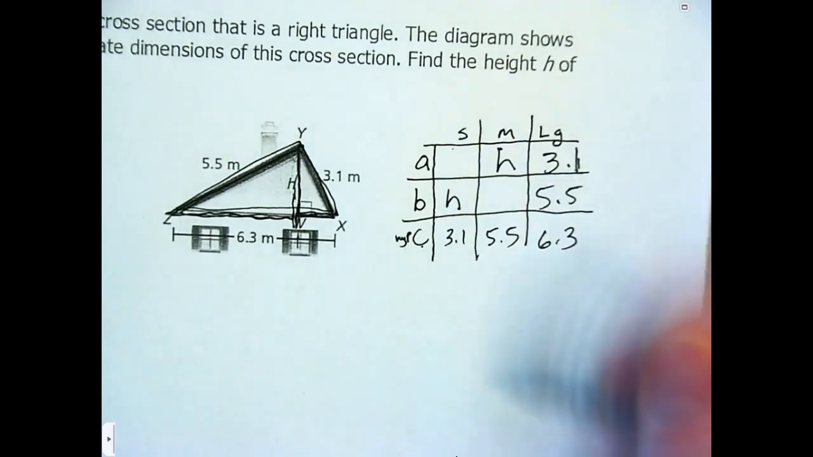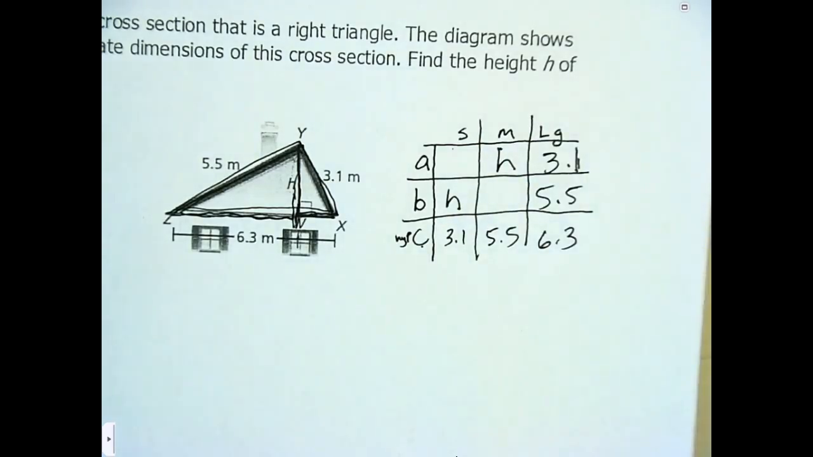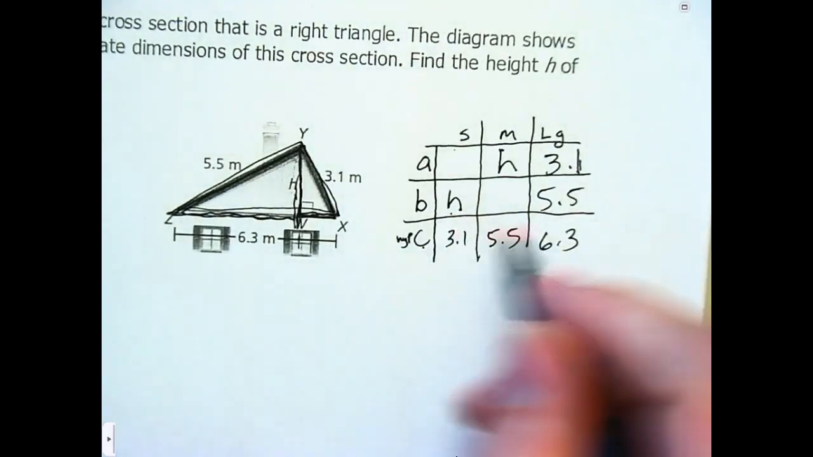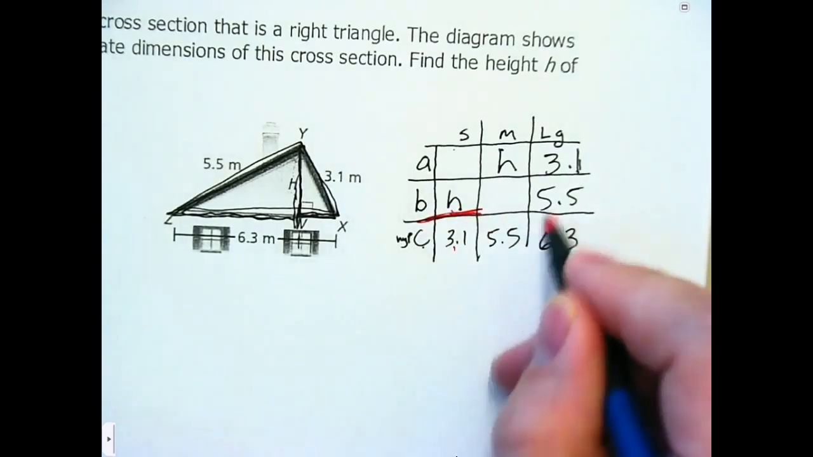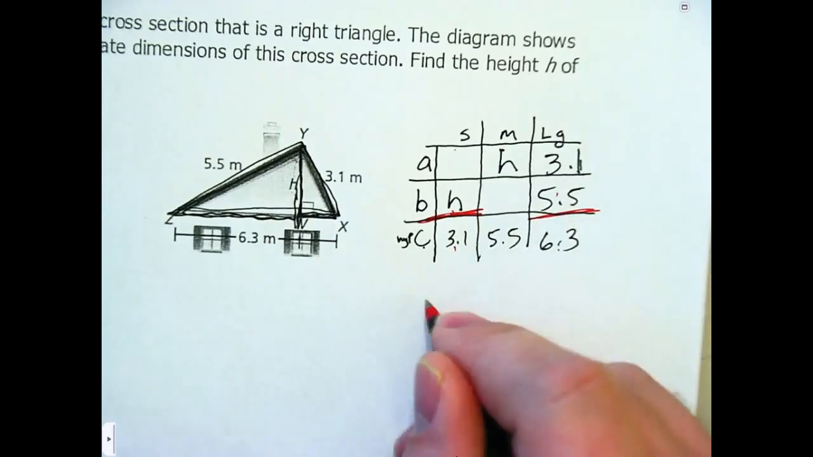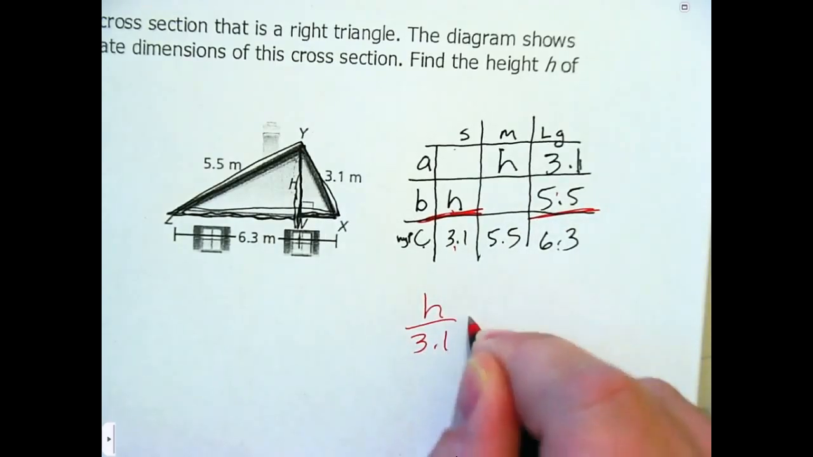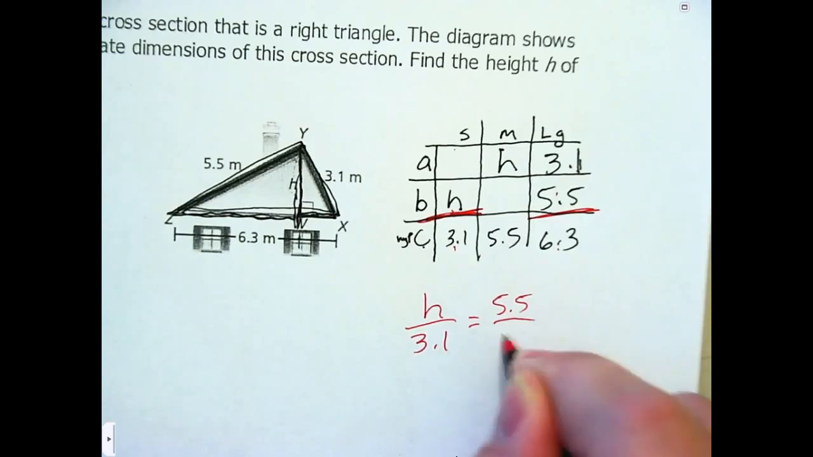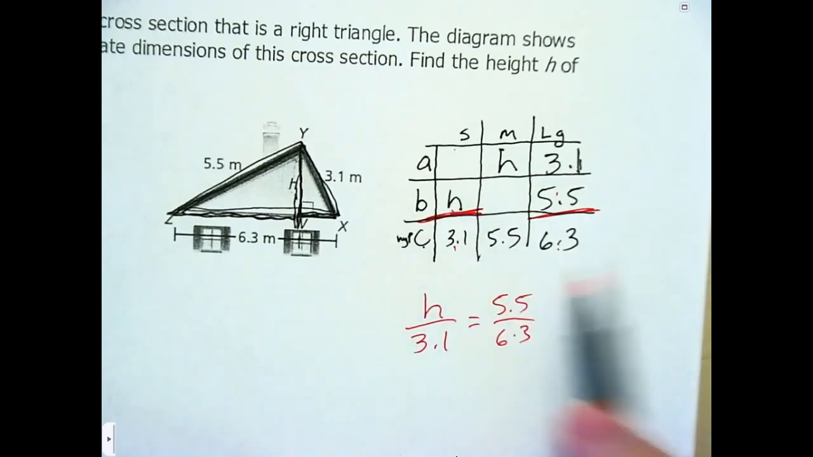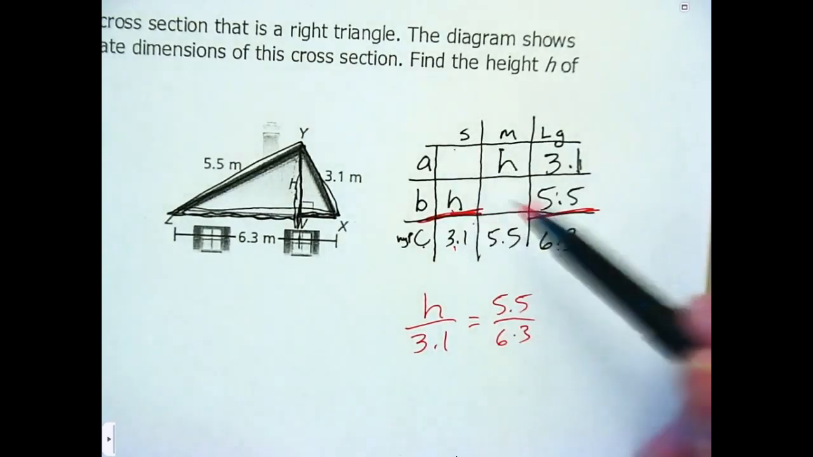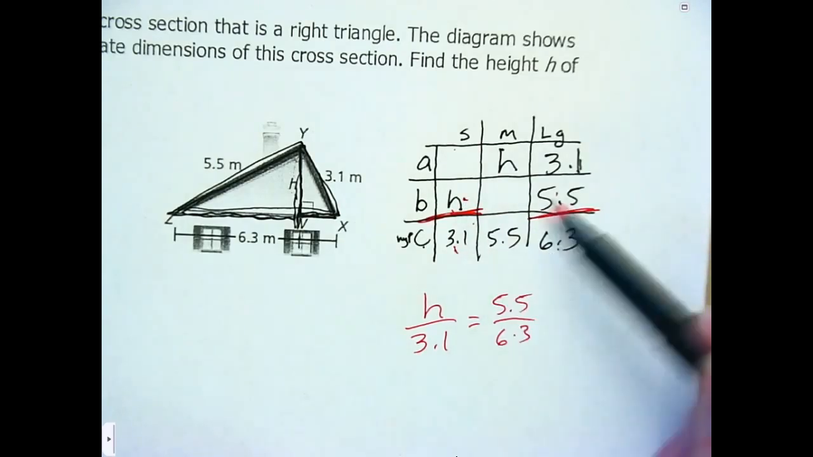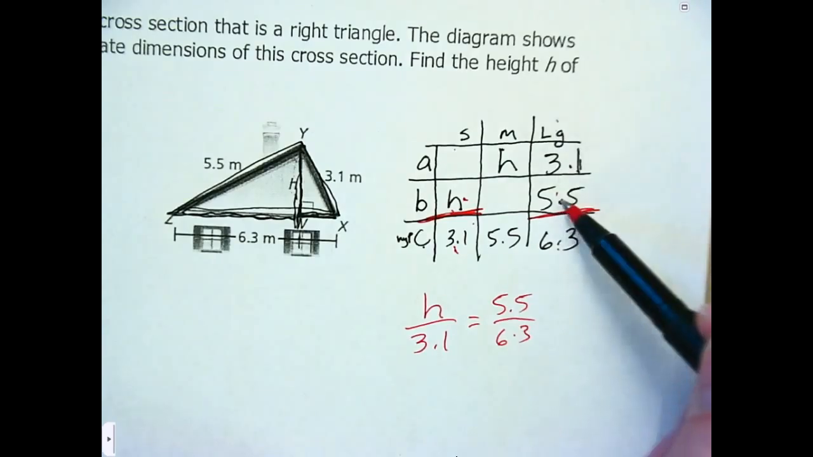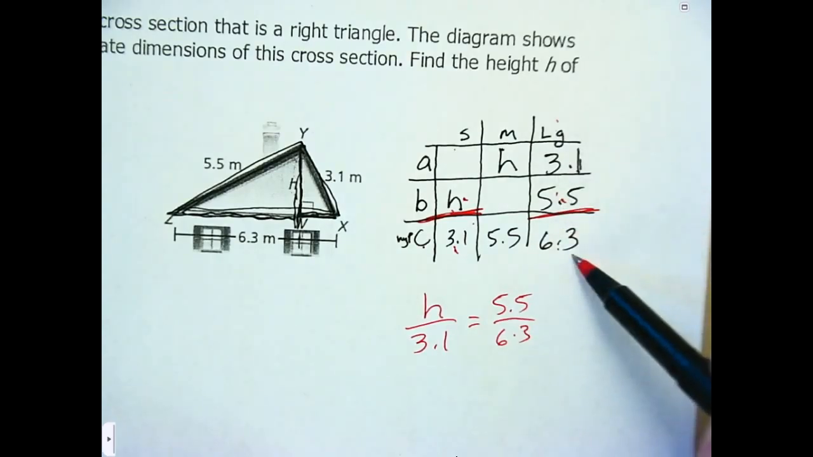Well, the benefit of this is it shows your proportions right away. All you have to really do is take a look at this now, and if you want to solve for h, h is to 3.1 as 5.5 is to 6.3. How did I get that? Well, I know that they're proportional. So this is taking my small triangle and comparing the longest leg to the hypotenuse. And this is taking a similar large triangle and comparing the longest leg to the hypotenuse.